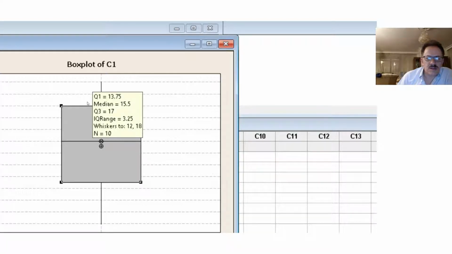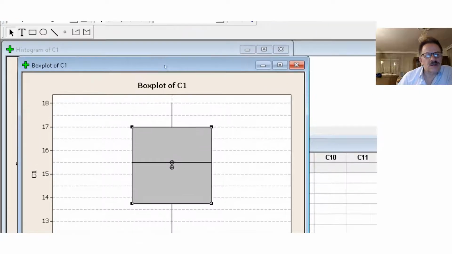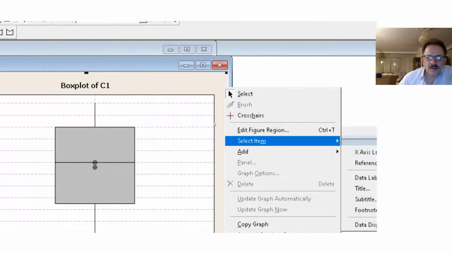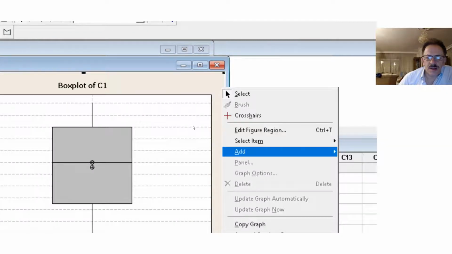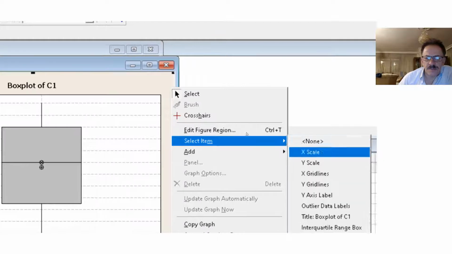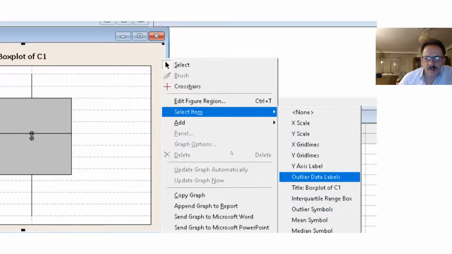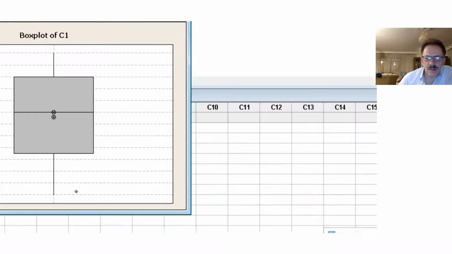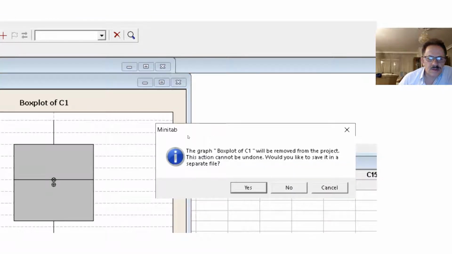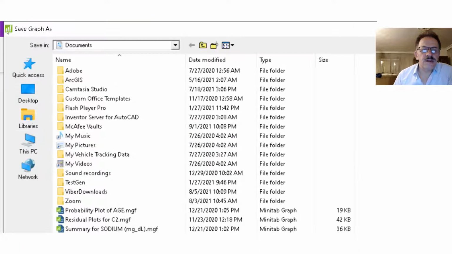Yeah, these are the data, and you can just go to the data and you can see here's the mean and the median, and basically I can say okay, add this. By the way, when I want to add, I want to select the item, and yeah, here's the outlier data labels. You can say here's the outlier labels. Okay, finally I want to save.